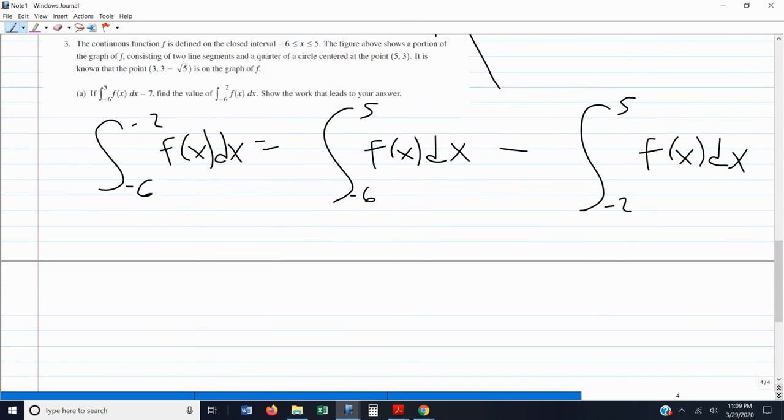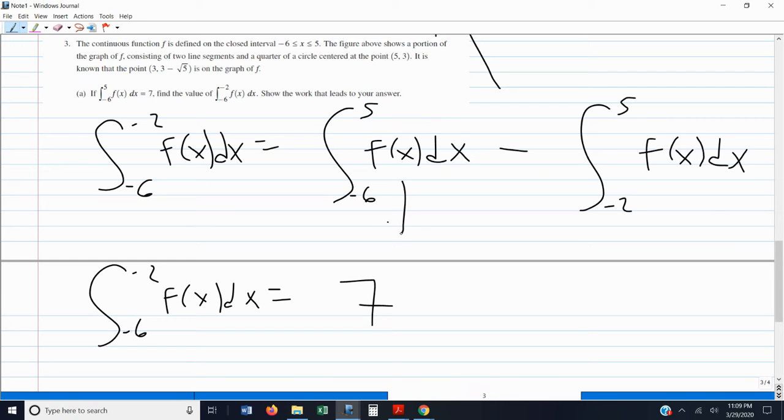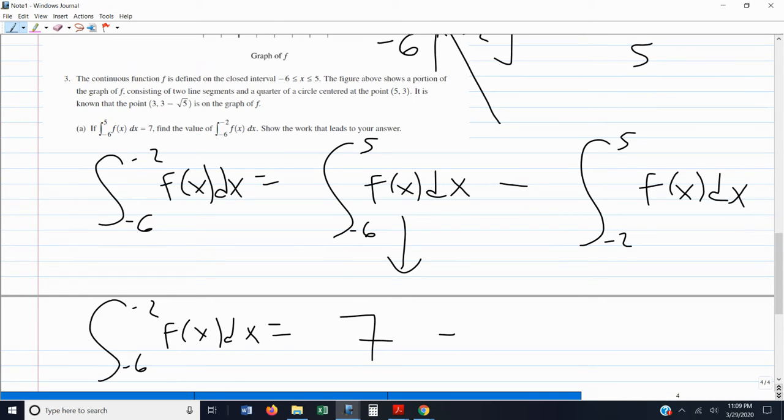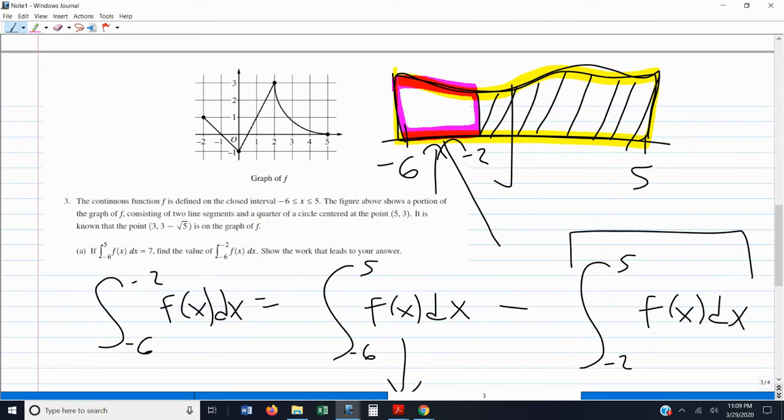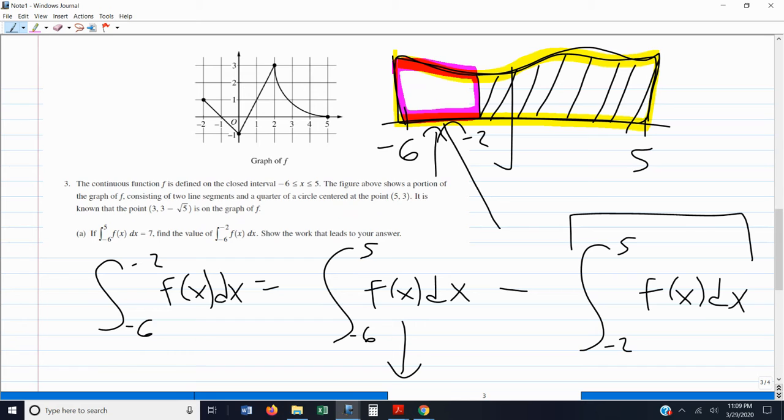All right, so I'll just rewrite this. And then the integral from -6 to 5 was given as 7, so I'm just going to replace that integral with a 7. And then here's the work that you have to do. You have to find the area from -2 to 5 in order to evaluate that integral. So I'm going to look at the area from -2 to 5 of the graph they gave me.